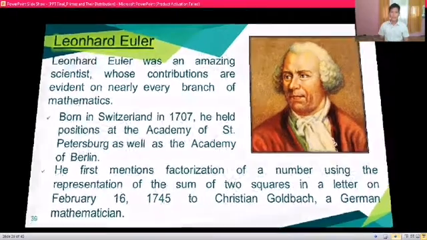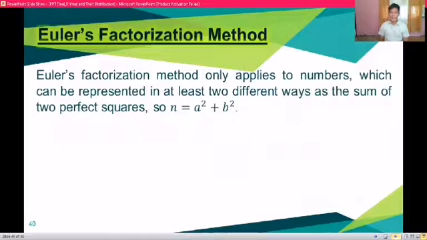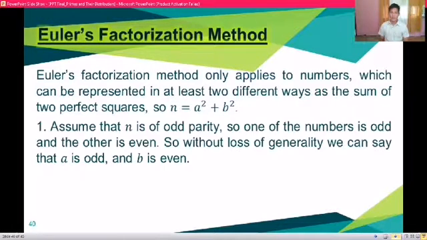Euler's factorization method only applies to numbers which can be represented in at least two different ways as the sum of two perfect squares. So, n is equal to a squared plus b squared. Now, let us begin by assuming that n is odd. So one of the numbers is odd and the other is even. Without loss of generality, we can say that a is odd and b is even.